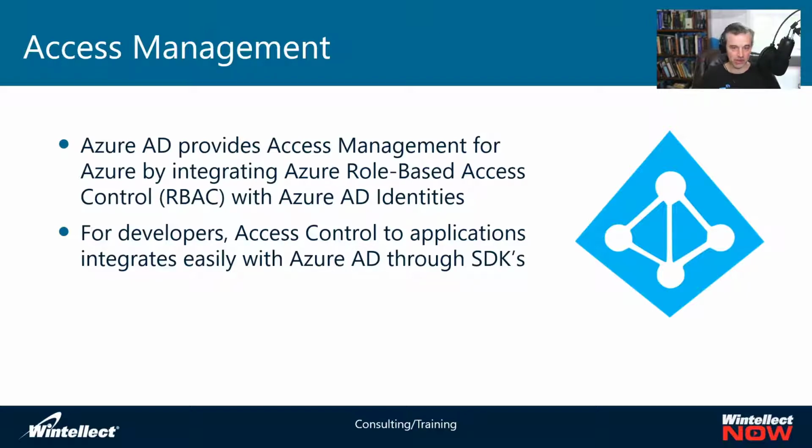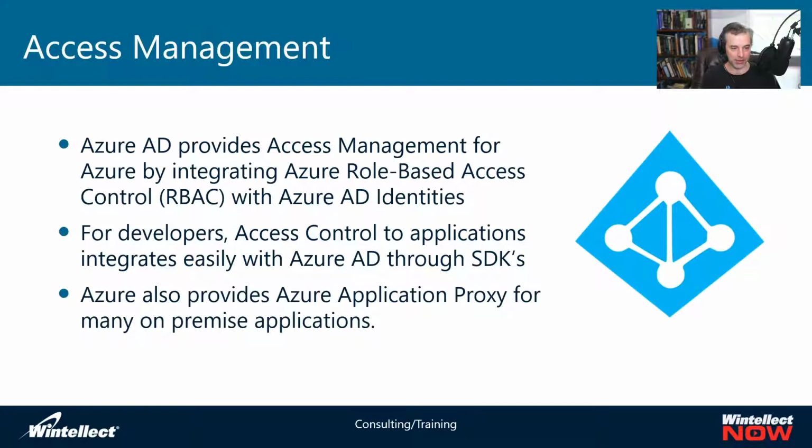I'm going to show you how to do this in a little bit too. And there's another service called Azure Application Proxy for many on-premise applications. All three of these are different ways that Azure provides access management based on the IDs that it manages. So first you get the IDs into your Azure AD tenant, and then once they're there, you connect your applications to your Azure AD tenant so that it can provide access management to those applications.